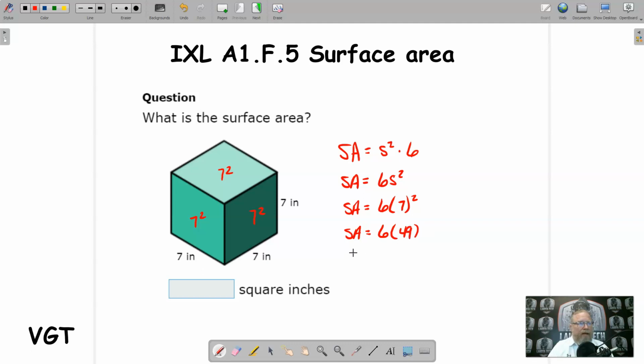And now for surface area, let's grab my calculator, because I am not going to do 6 times 49. I could probably actually do that mentally. 300, 294, I believe. 6 times 49 is indeed 294. So 294 is the surface area. So the formula for a cube is surface area is equal to 6 times the side length squared.